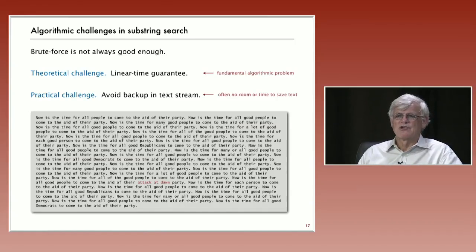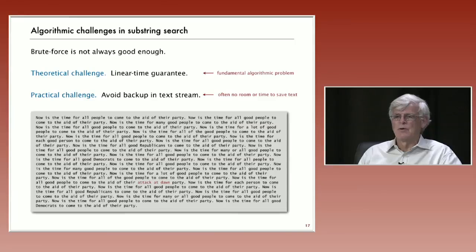And then there's the practical challenge that we might not have the room or the time to save the text, and actually the judge might not be happy about us saving text away in some computer. So we want to avoid backup in the text stream. All we're supposed to know about is our pattern, and we're supposed to light the light if we find our pattern, and that's it. So what we're going to see next is a way to deal with both of those challenges at the same time.